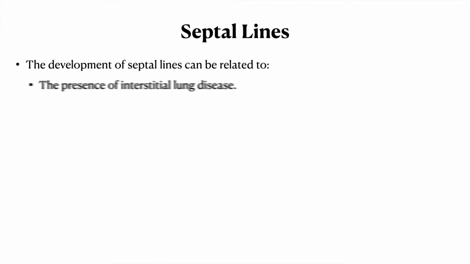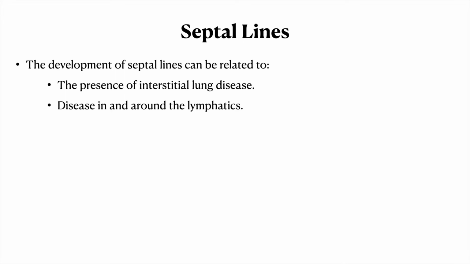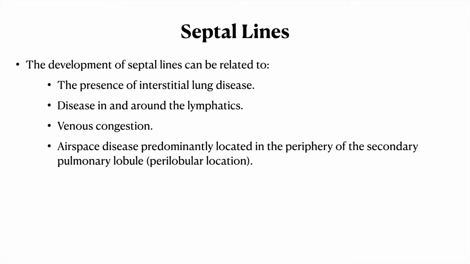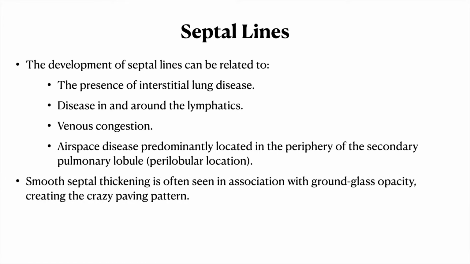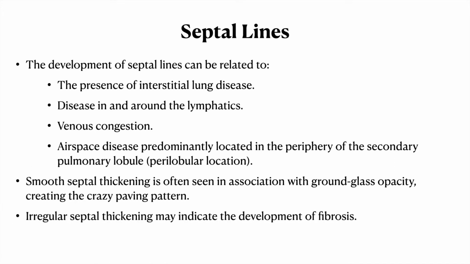So coming first to septal lines, the development of septal lines can be related to the presence of an interstitial lung disease, the disease in and around lymphatics, venous congestion, airspace disease predominantly located in the periphery of the secondary pulmonary lobule, the perilobular location. Smooth septal thickening is often seen in association with ground glass opacities, creating what is called a crazy paving pattern. Irregular septal thickening may indicate the development of fibrosis.